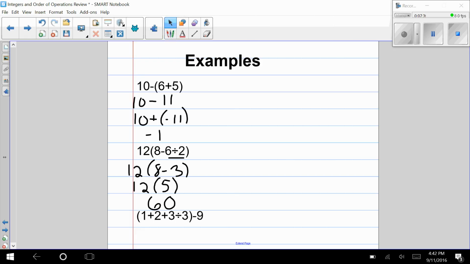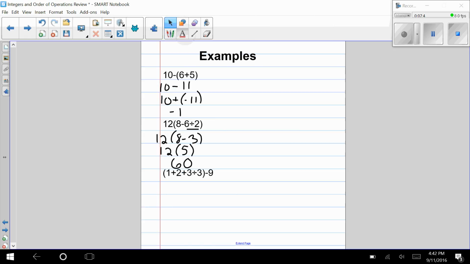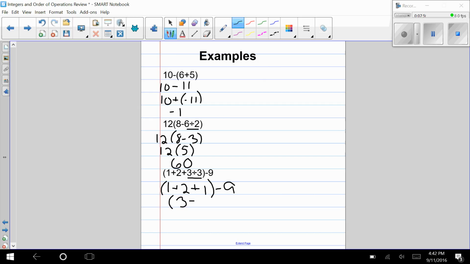And for our last one, we're going to extend the page a little bit. We start with that division because division comes before addition. So we're going to have 1 plus 2 plus 3 divided by 3 is 1. And we copy everything else down. Now we just add across. 1 plus 2 is 3. We keep that plus 1 and the minus 9 on there. 3 plus 1 is 4.